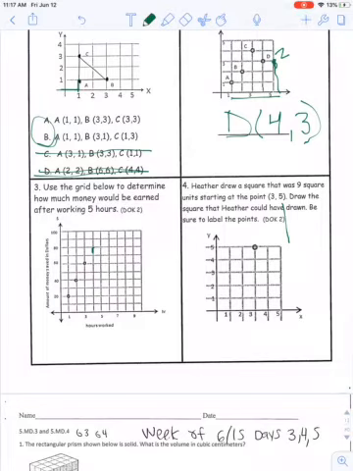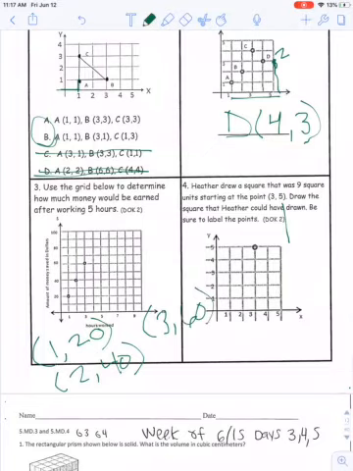Use the grid below to determine how much money would be earned after working 5 hours. All right. Let's get started. So I'm just going to plot the trends that I'm seeing here. So after 1 hour of work, 1 is my X, there are $20. So after 2 hours, it is 40. Starting to see a pattern. After 3, it is 60.